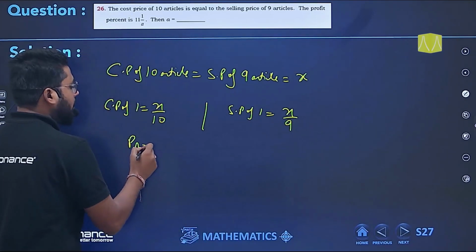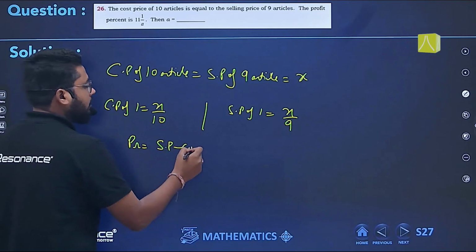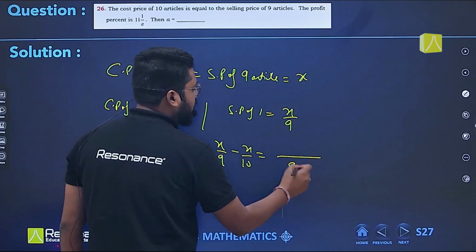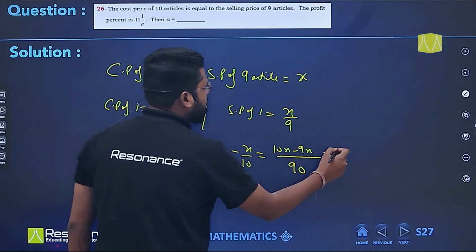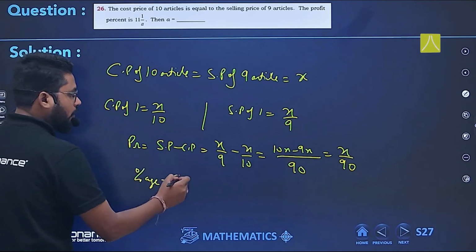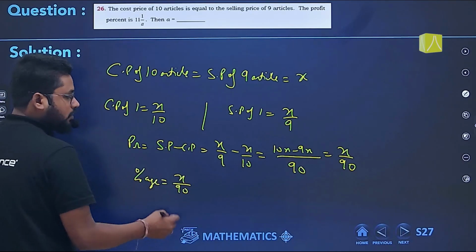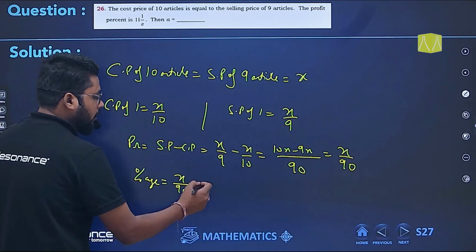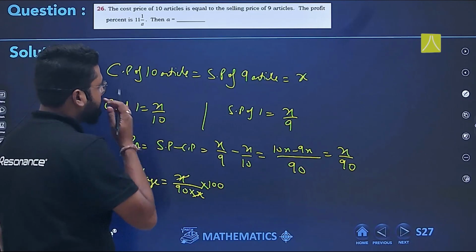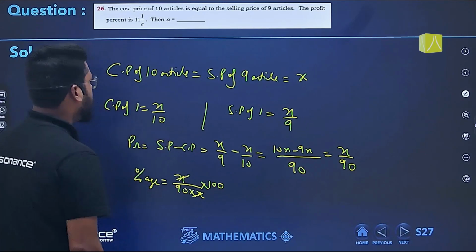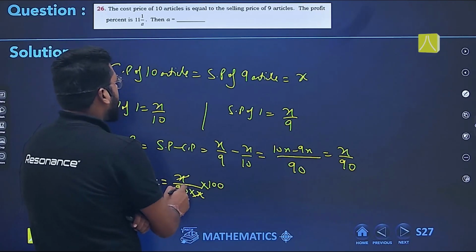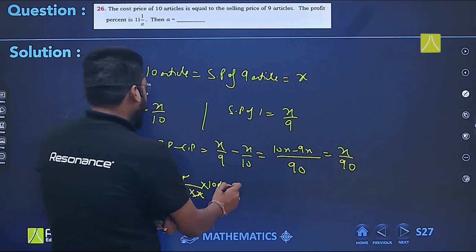So profit will be selling price minus cost price. This means X by 9 minus X by 10. So LCM is what? 90. So 10X minus 9X is X by 90. Okay, so profit percentage is profit divided by cost price into 100, so that will be X by 90 divided by X by 10, into 100. So our final answer will be what? It will be 100 by 9.